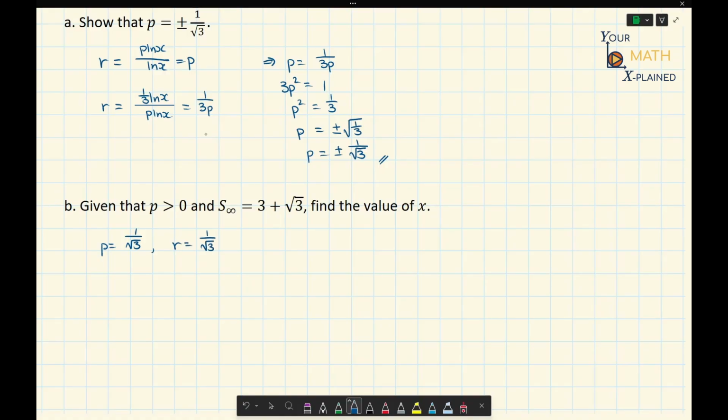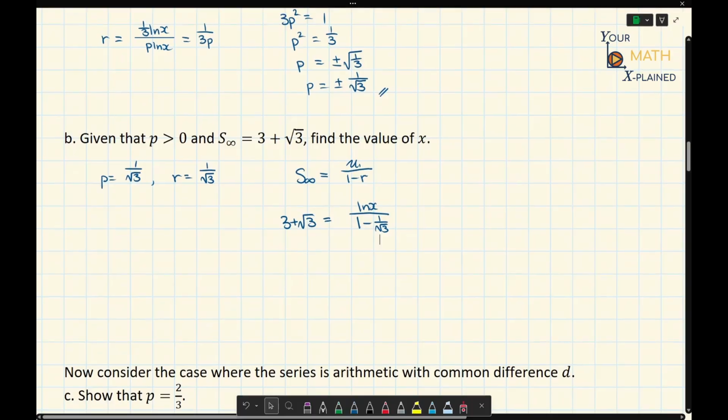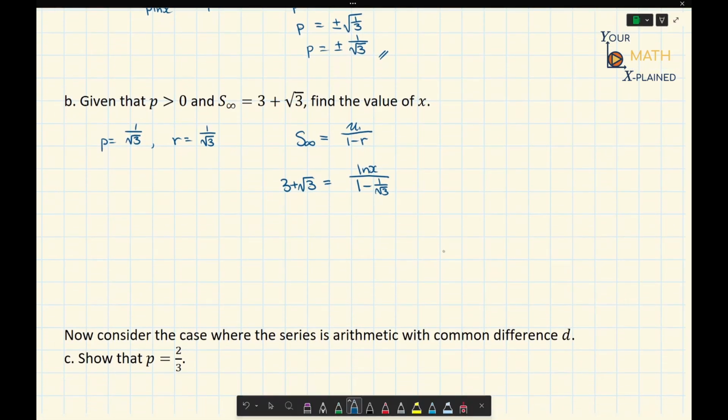So therefore, our infinite sum, S sub infinity, is going to be equal to the first term, u sub 1, over 1 minus r. Substituting in the values that we know, we end up with 3 plus root 3 is equal to ln of x over 1 minus 1 over root 3. And now we can multiply both sides by 1 minus 1 over root 3. So we get 3 plus root 3 times 1 minus 1 over root 3 is equal to ln of x.